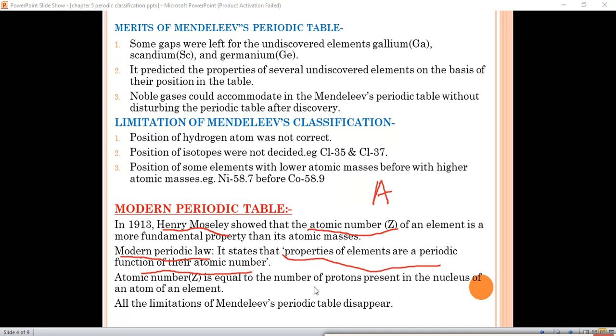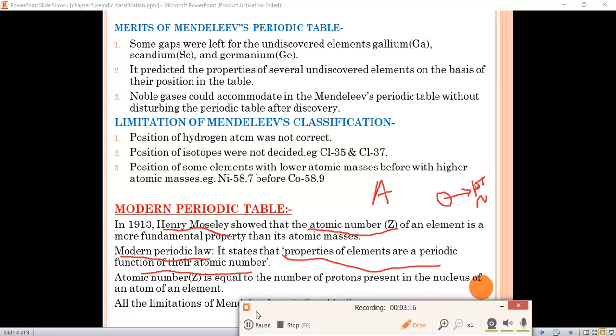Atomic number Z is equal to the number of protons present in the nucleus of an atom of an element. You all know that inside the nucleus the subatomic particles present are protons and neutrons, and electrons revolve around the nucleus. And atomic number is equal to the number of protons. All the limitations of Mendeleev's periodic table disappeared. All the problems of Mendeleev's periodic table were solved in the modern periodic table.